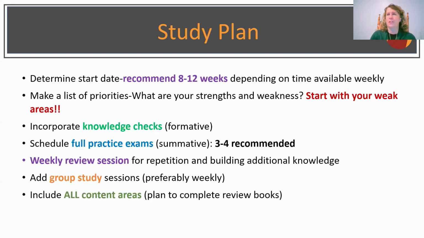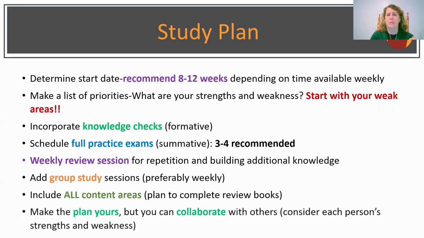You do want to make sure you get to all content areas. So, like I said, research is only 3 to 5 questions. Lymphatics is only 6. But here's the thing. Some people fail by a very small amount or pass by a very small amount. So we do want you to get to all content areas. We want you to complete those review books.